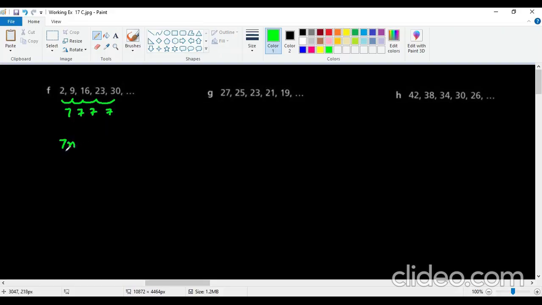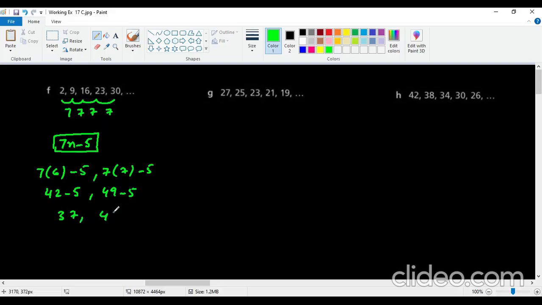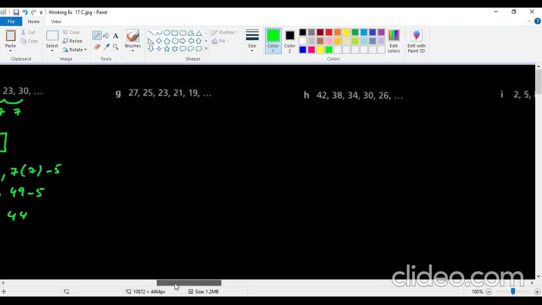Now you have 7 in hand, and what should we do to make it a 2? Definitely we are going to subtract 5. So this is how we can find the term rule. Here we need to find the sixth term: 7 times 6 minus 5, and 7 times 7 minus 5. So this is going to give us 42 minus 5 and 49 minus 5. So 37 and 44 are going to be the next two terms.